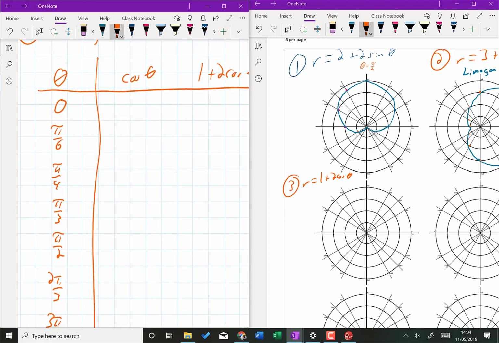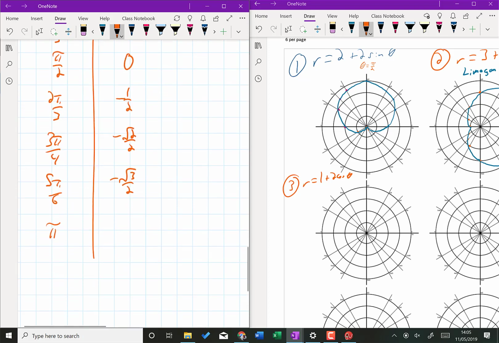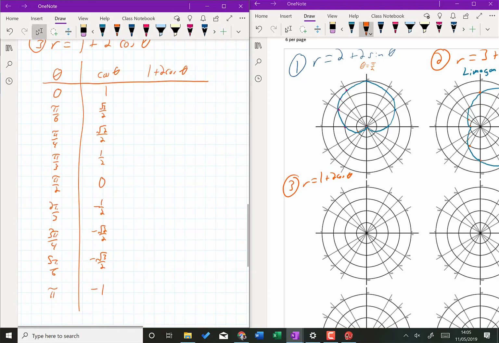Okay, cosine of 0, then we have root 4 over 2, root 3 over 2, root 2 over 2, root 1 over 2, root 0 over 2, negative 1/2, negative root 2 over 2, negative root 3 over 2, and negative root 4 over 2. And then we're going to do 1 plus 2 times each of these.